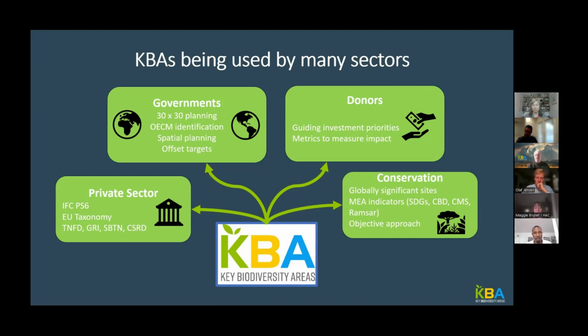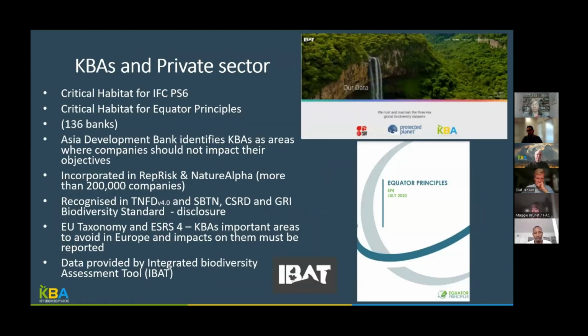Donors are using KBAs to guide where they're going to put their funding. The latest GF9 has a lot of language around KBAs, and they will only fund new protected areas if they meet the global KBA status. And then finally, conservation organizations are using KBAs also to guide their activities.